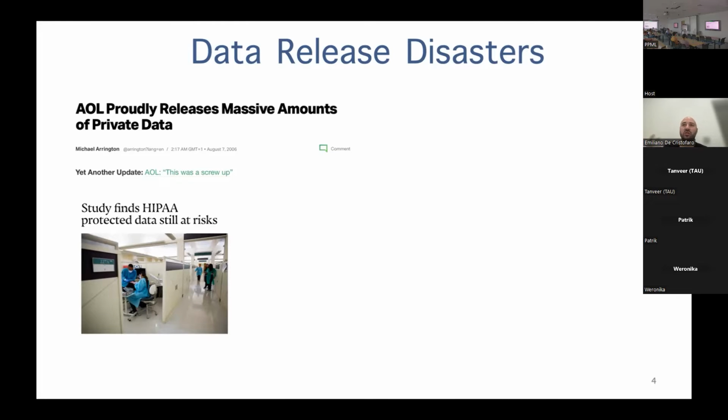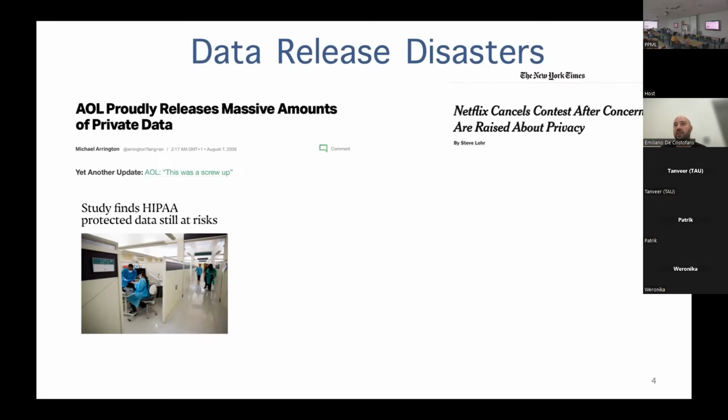Okay, so there were lawsuits following that, but like I said, there are many different examples that I could cite. Also, with respect to very sensitive data like healthcare data. And you have probably heard of the issues with the Netflix contest.